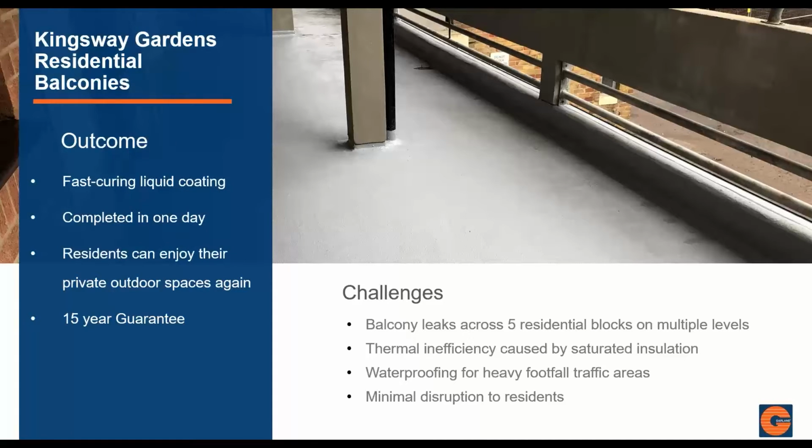And here's our precedent project we're going to look at, which is Kingsway Gardens. There's a balcony leak on a whole number of blocks. I think there's five blocks in total, multiple levels. As a result, what we've seen as part of the survey is that the asphalt roof underneath was showing signs of wear and tear, and there's loads and loads of patch repairs that quite obviously weren't working. And as a result, the insulation beneath was completely saturated and compromising the U value to this residential block.